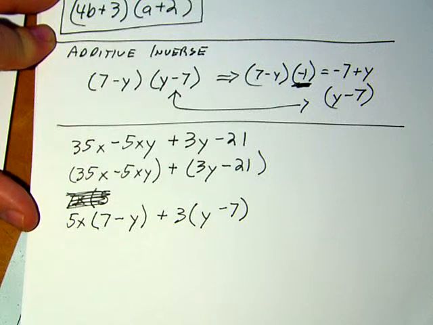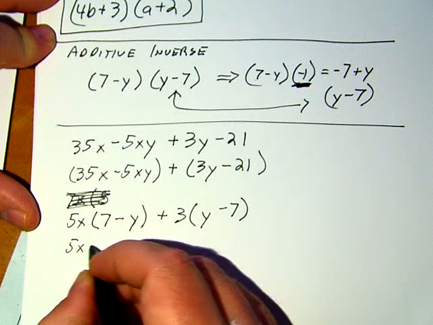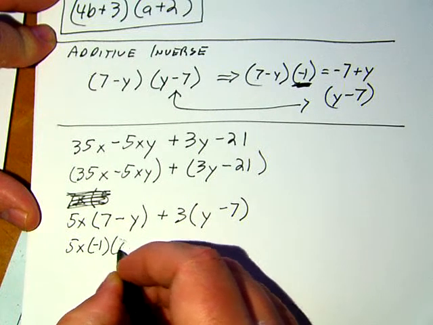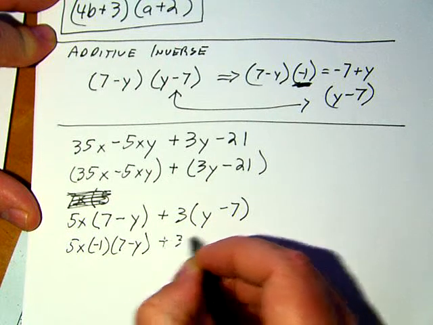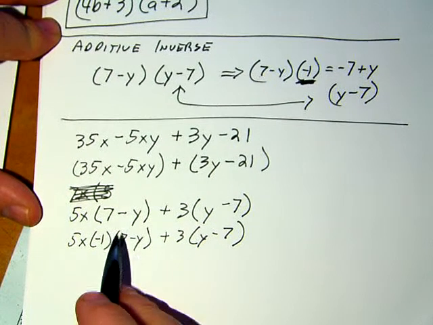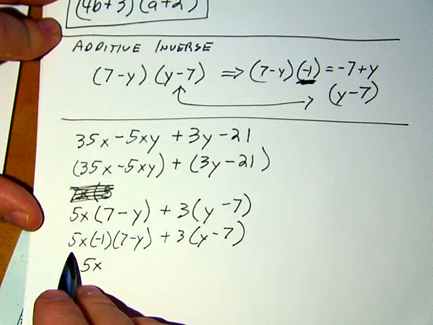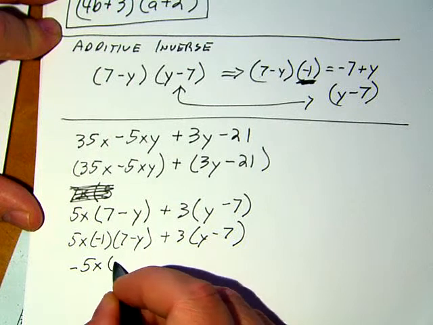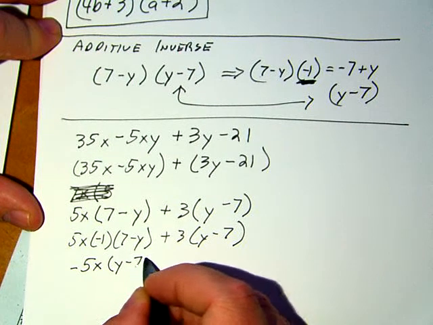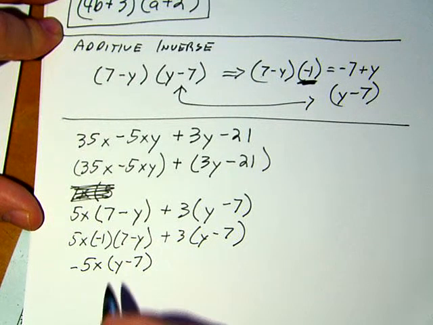So we're going to go ahead and do that on this side. So we'll say 5x times negative 1 times 7 minus y plus 3 times y minus 7. And when we multiply times negative 1, all we have to do is extend the negative 1 into our term in front of the 7 and change this to y minus 7. Oh, I did that wrong again.